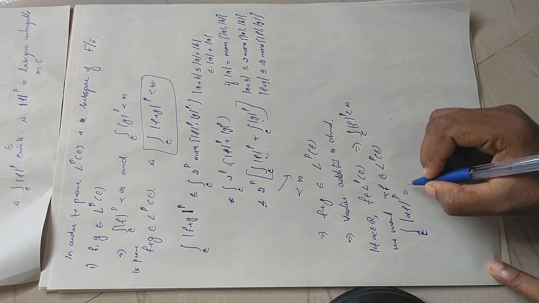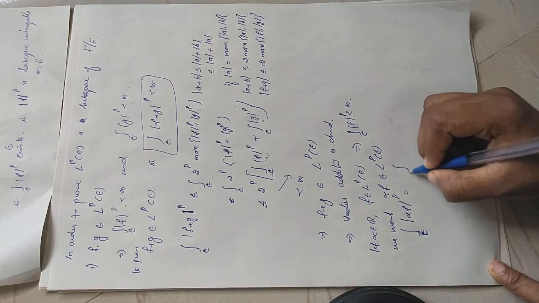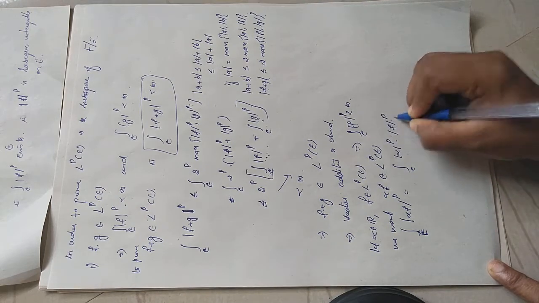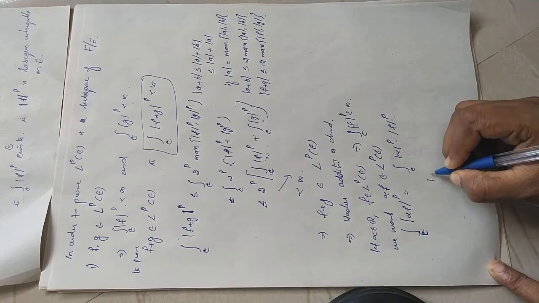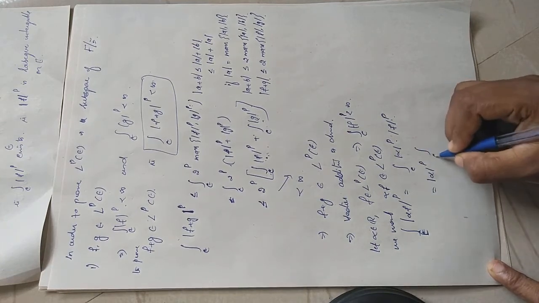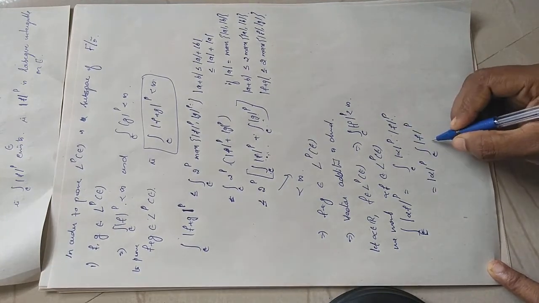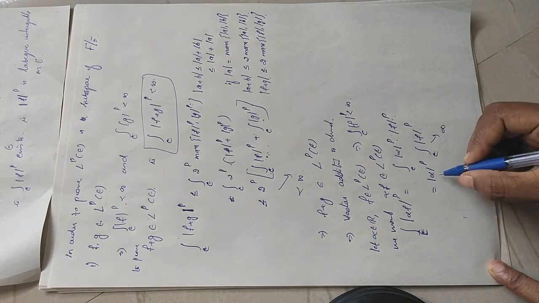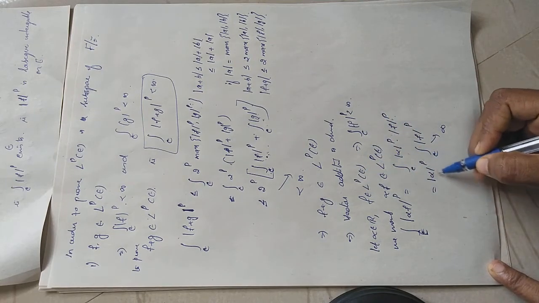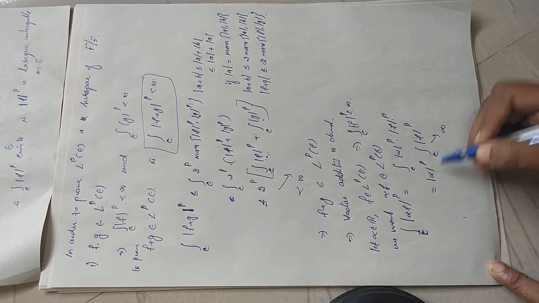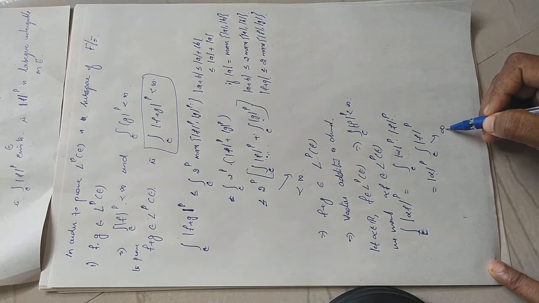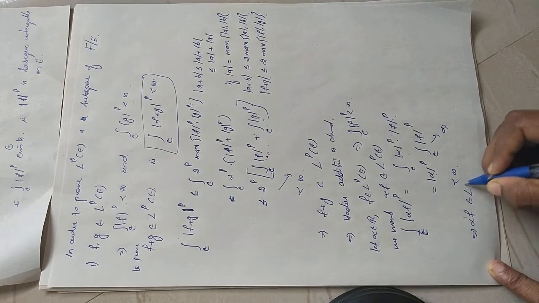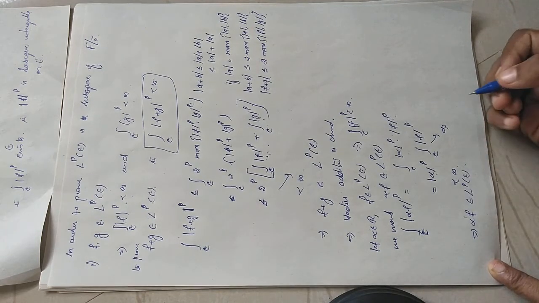So what will happen? Integral over E, this can be written as mod alpha raised to p mod f raised to p, right? So mod alpha raised to p can be taken outside: mod alpha raised to p times integral over E mod f raised to p. And this is finite. Since alpha is a fixed number, mod alpha raised to p will be a real number. Therefore some real number times a summable value will be finite. So alpha f is also a function that belongs to LP of E. Therefore it is closed under scalar multiplication also.